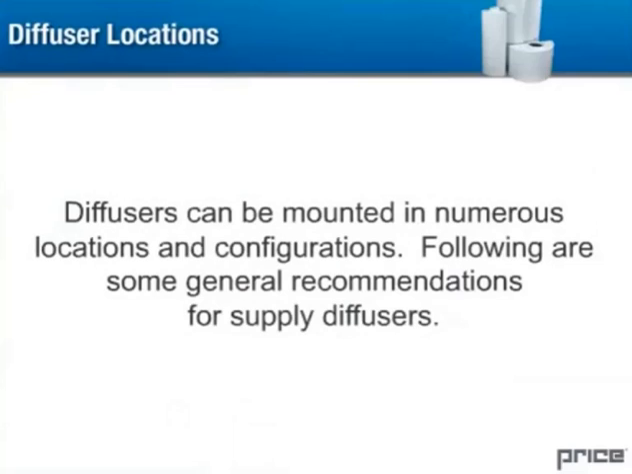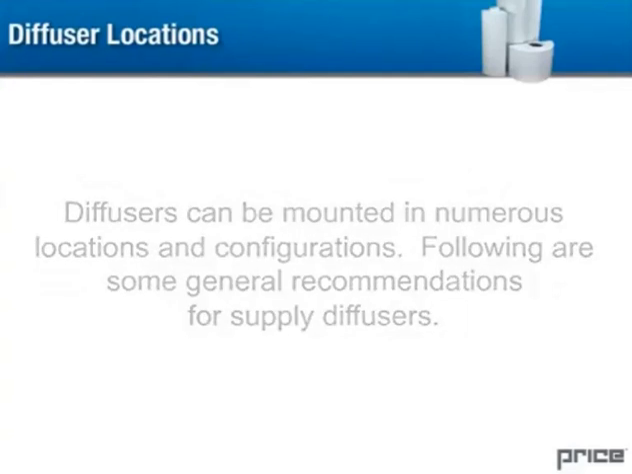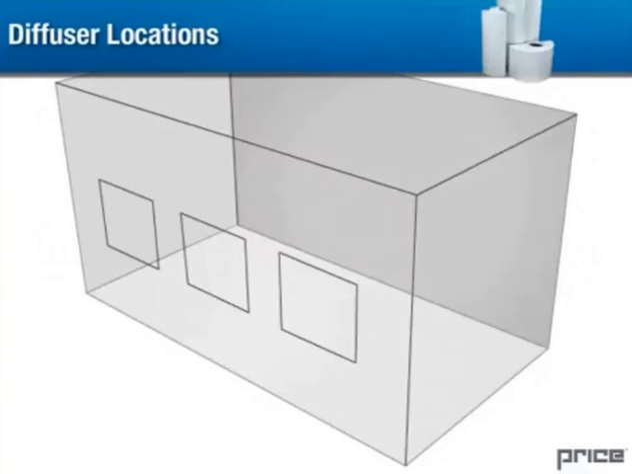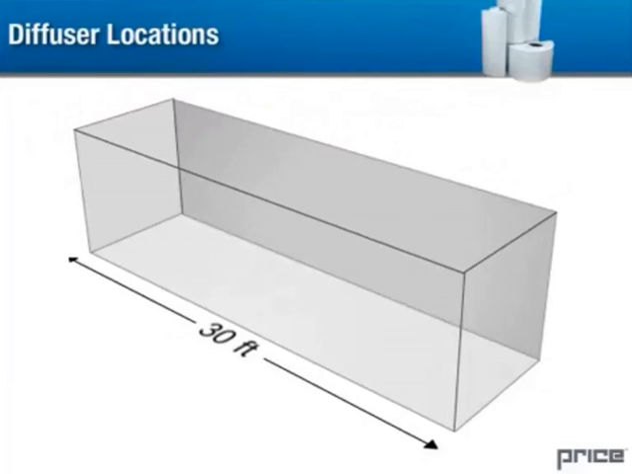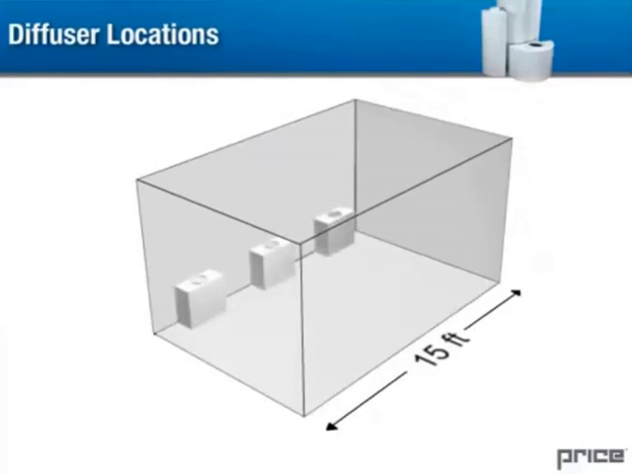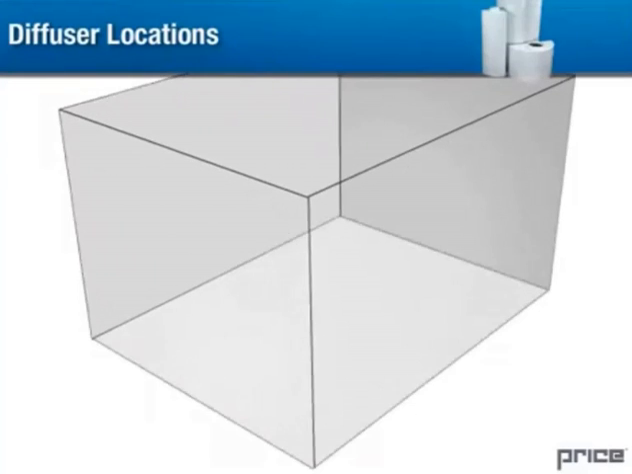Displacement diffusers can be mounted in numerous locations and configurations. Following are some general recommendations for supply diffusers. Rectangular or semicircular units are often located on walls opposite to the exterior windows and walls. For large rooms wider than 30 feet, consider mounting the diffusers on 2 opposite walls. For rooms longer than 15 feet, consider several diffusers along the wall as opposed to one. For large open spaces, diffusers can be placed in the middle of the space.